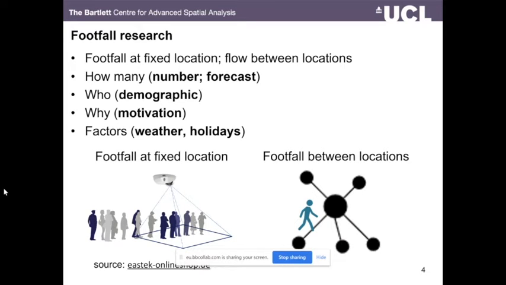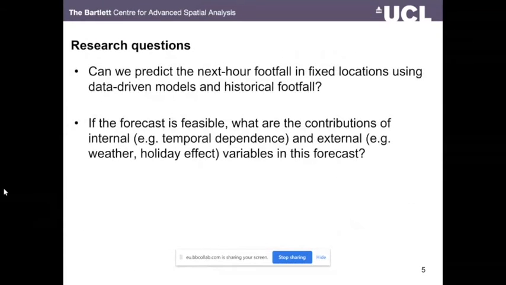So in this research, we're interested in forecasting the footfall in a specific location. We try to predict the next hour footfall in fixed locations using some data-driven models and the historical footfall. And we also try to understand the contributions of different factors to the footfall number, for example, the internal variables like the road dependence, and the external ones, like the weather and holiday effects.